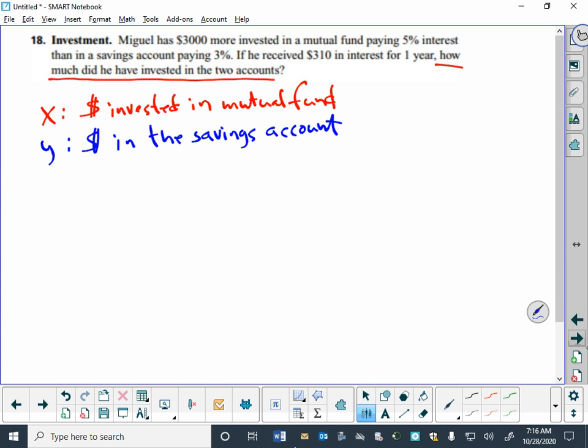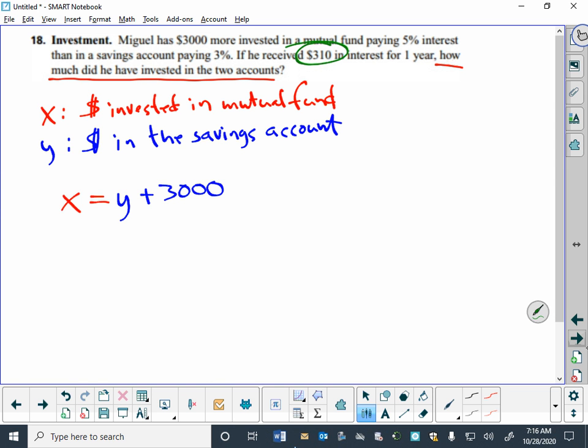Now, what it tells me is that he has $3,000 more invested in the mutual fund than in the savings account. So that says the mutual fund, x, will be equal to the amount in the savings account, plus the savings account would have to have $3,000 more to be the same as we have invested in the mutual fund. Okay, so that's one of our equations. The other equation has to do with this interest number.